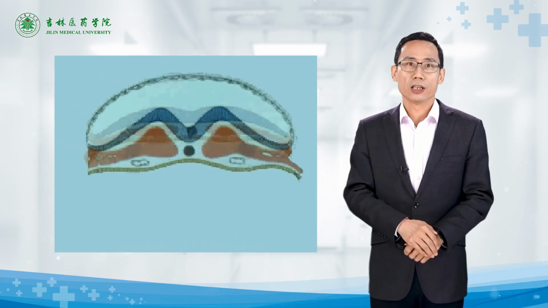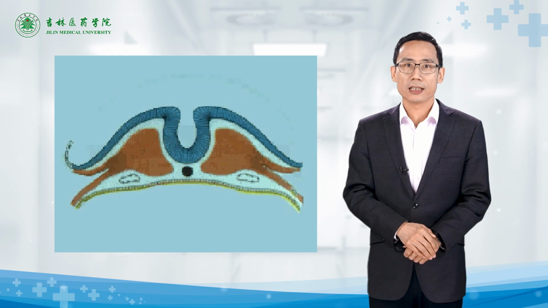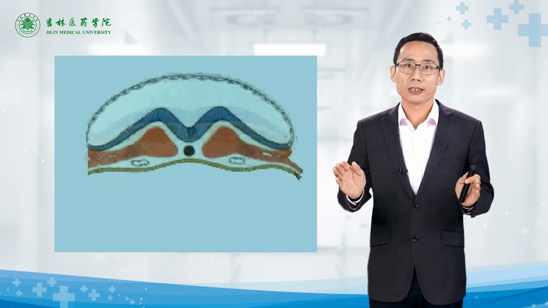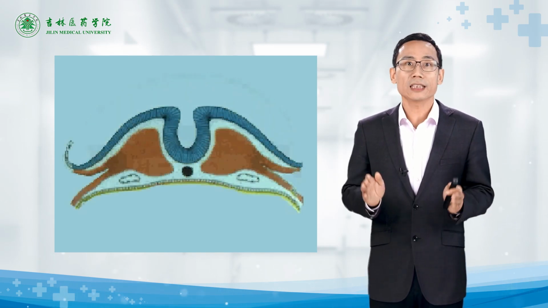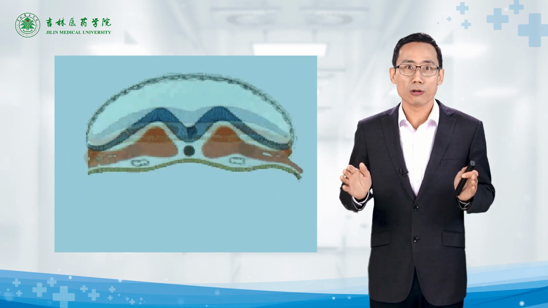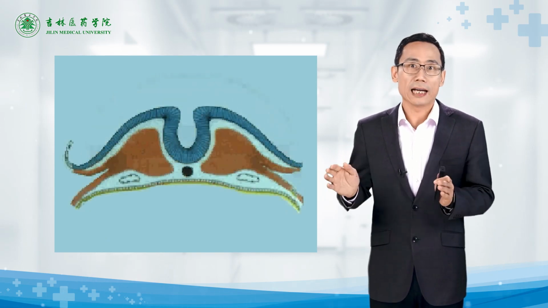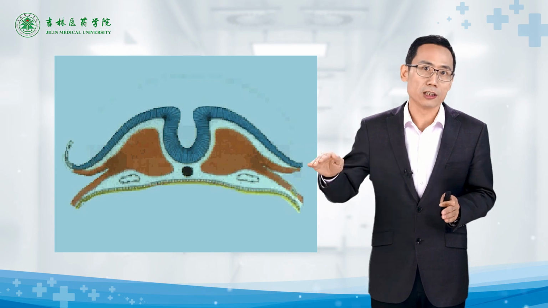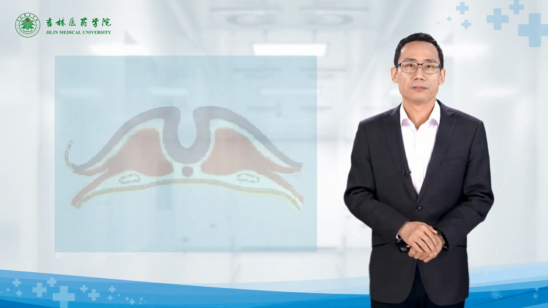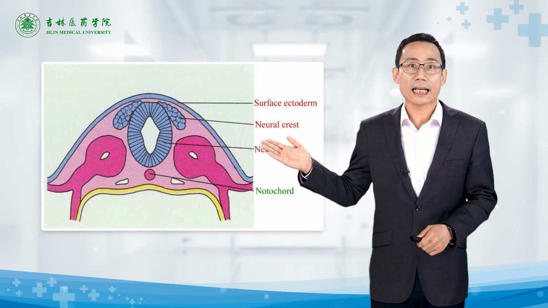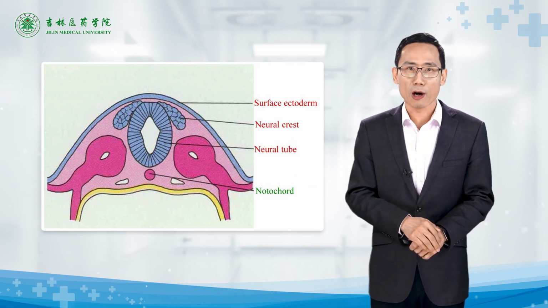This animation shows the thickening of the nerve plate, the middle depression forming the neural groove, and the 2 sides of the bunch forming the neural fold. Note that the black structure under the neural plate is the notochord. This is a cross-section pattern of the embryonic body.